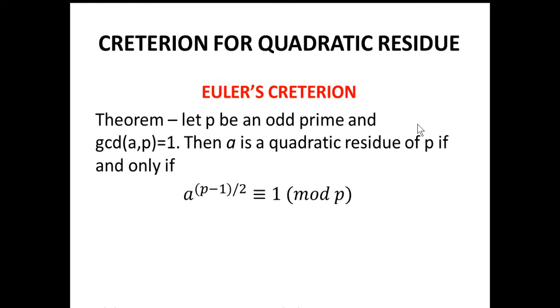Next is the criterion for quadratic residue, given by Euler, so it's called Euler's criterion. Let p be an odd prime and a and p relatively prime. Then a is a quadratic residue of p if and only if a to the power (p minus 1) upon 2 is congruent to 1 mod p. So this is an if and only if condition. So if you want to find whether a is a quadratic residue of a prime p, then you just check a to the power (p minus 1) upon 2. If it is congruent to 1, then you say that a is a quadratic residue of p.